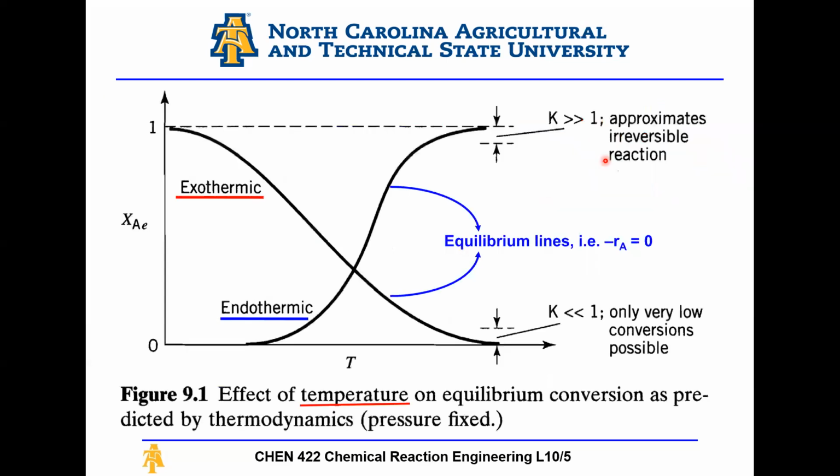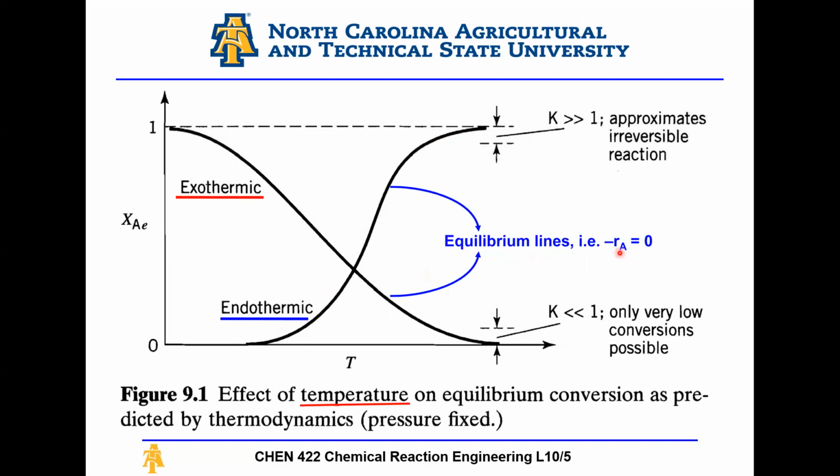Okay, so let's move on to the next slide. This chart shows the effect of temperature on your equilibrium conversion. X_AE is the equilibrium conversion for two cases. The first case right here is exothermic, and in the exothermic case, your K is much less than 1. For your endothermic reaction, K is much larger than 1. And these two lines are equilibrium lines. By equilibrium lines, I mean the rate of forward reaction is equal to the rate of backward reaction.